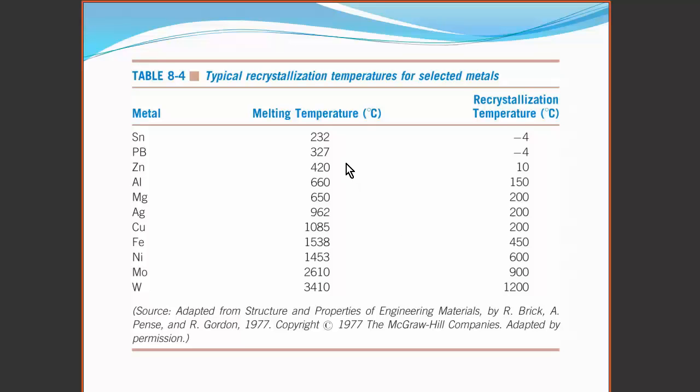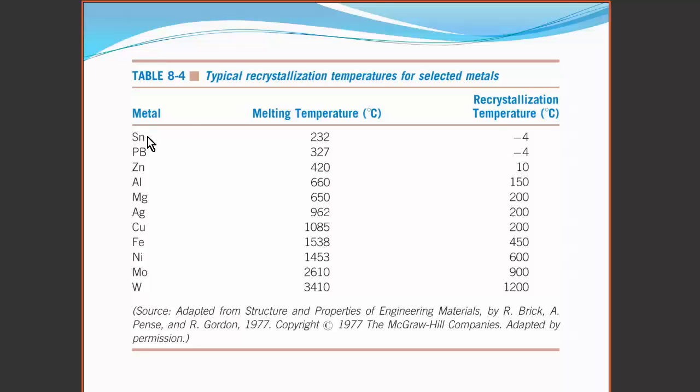The temperature at which recrystallization occurs is not actually fixed, but depends upon a number of factors such as the degree of cold working. But we have some figures here for standardized materials, or presumably standard conditions, to give us a general idea of what the values of the recrystallization temperatures are.